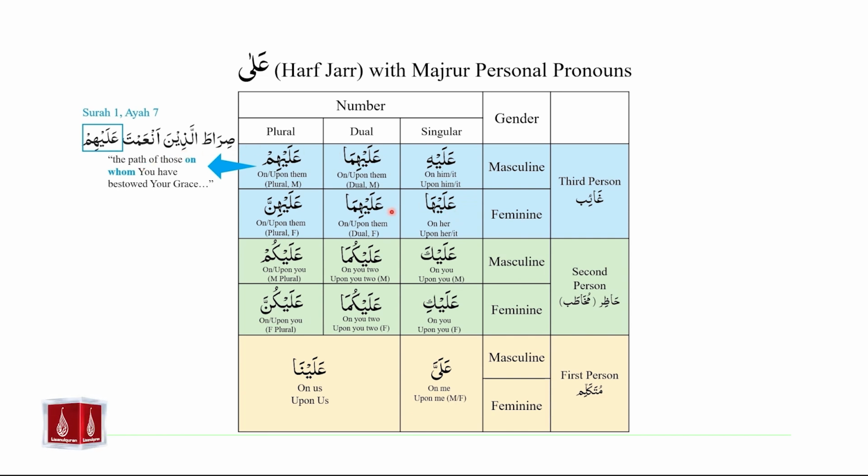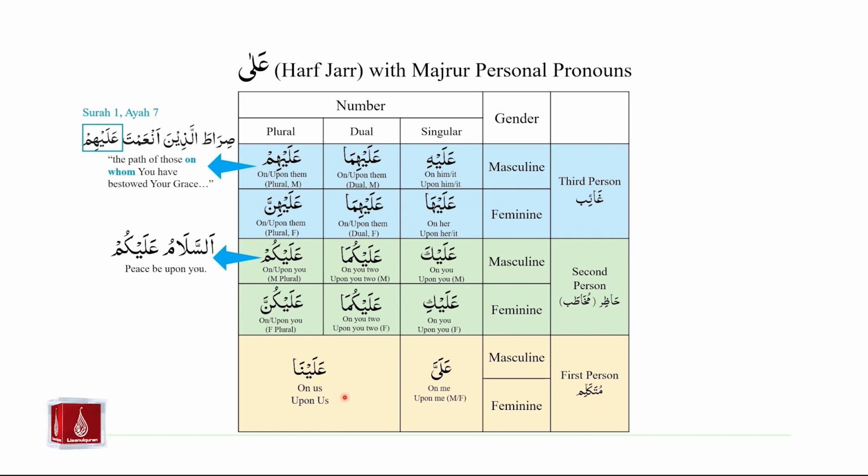Alayha, alayhima, alayhinna. Alayka, alaykuma, alaykum. For example, when Muslims greet one another, we say Assalamu alaykum, peace be upon you. Alayki, alaykuma, alaykunna. Alayya, on me or upon me. Alayna, on us or upon us.